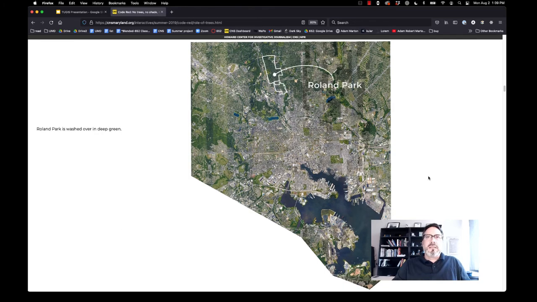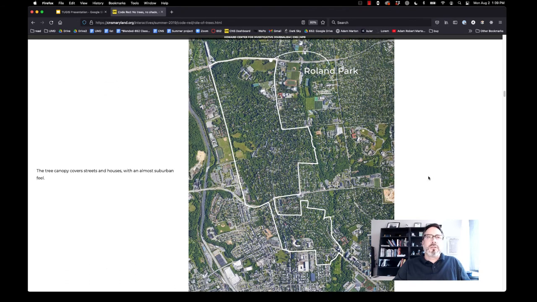So we see, again, we're going to look at Roland Park, which is washed over in deep green, has tree canopy covered streets and houses with an almost suburban feel. So we also saw high life expectancy, high income.